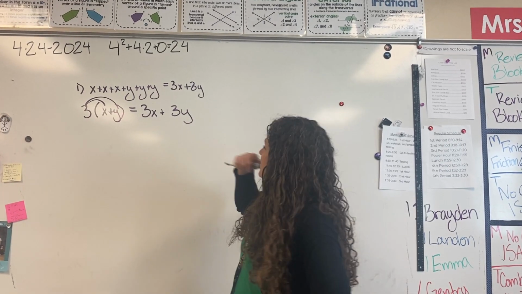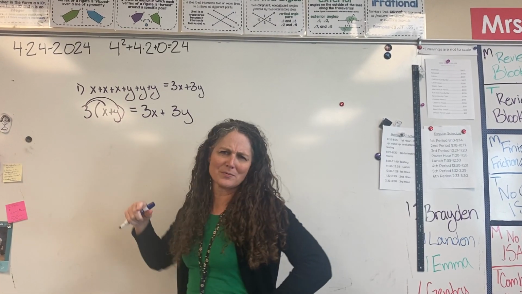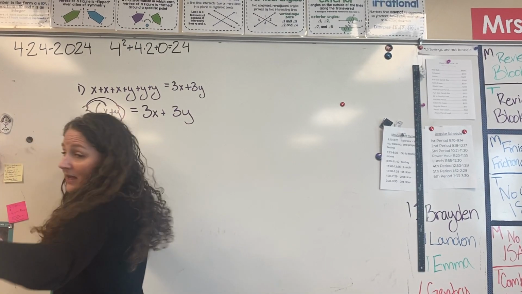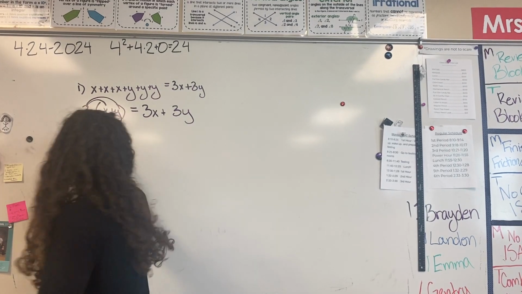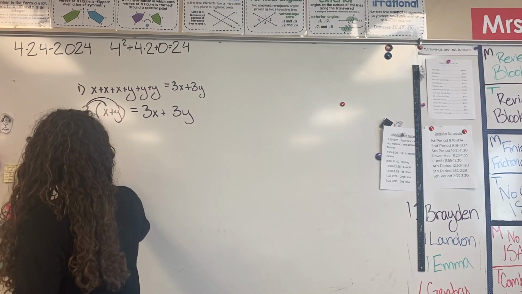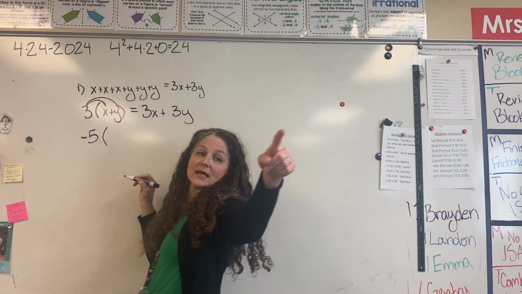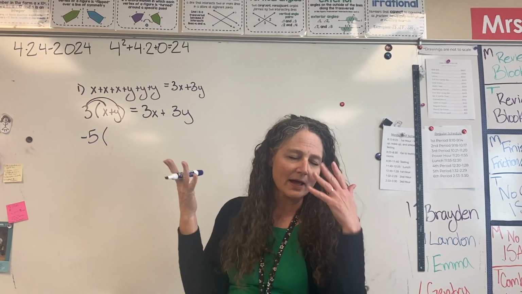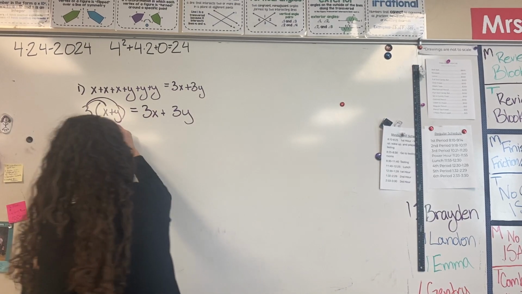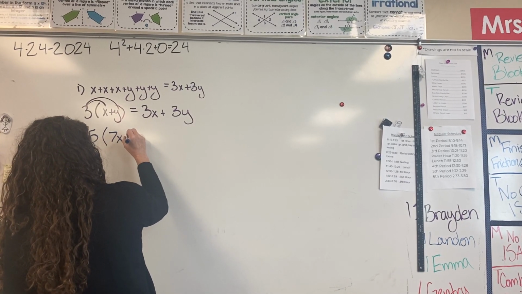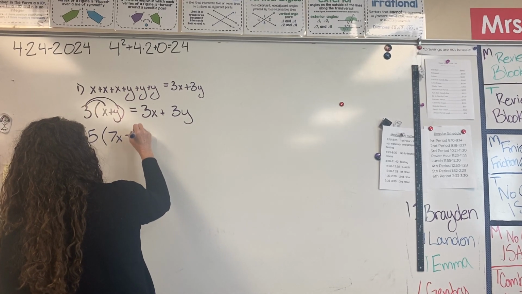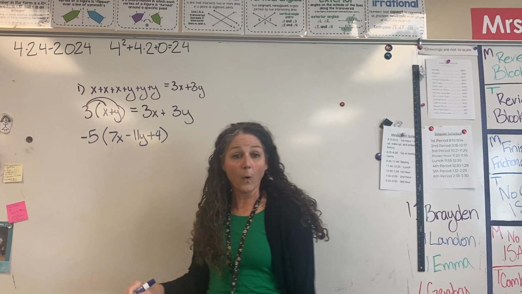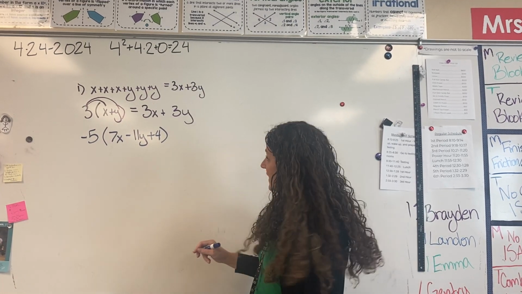Okay, so this is multiplying. Should we do another? Let's do another one. Give me numbers. Negative 5 times 7x minus 11y plus 4. Can we do this?